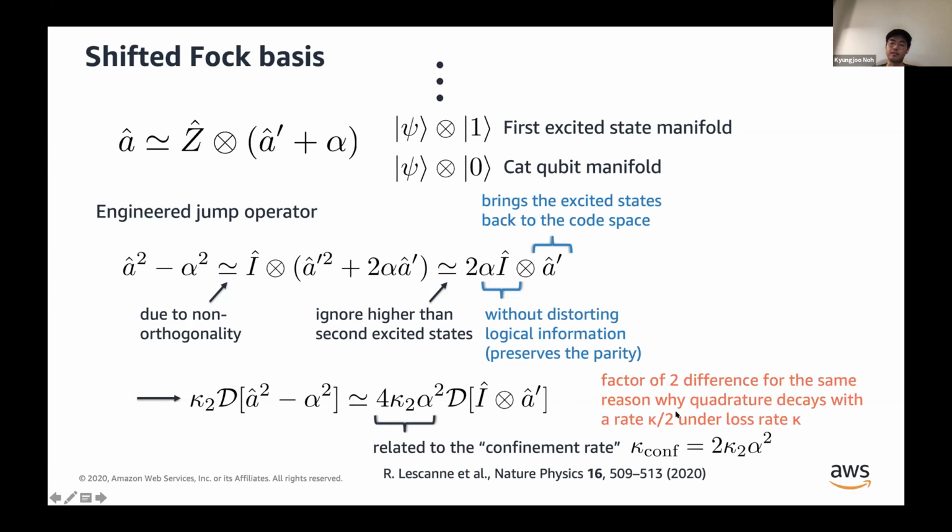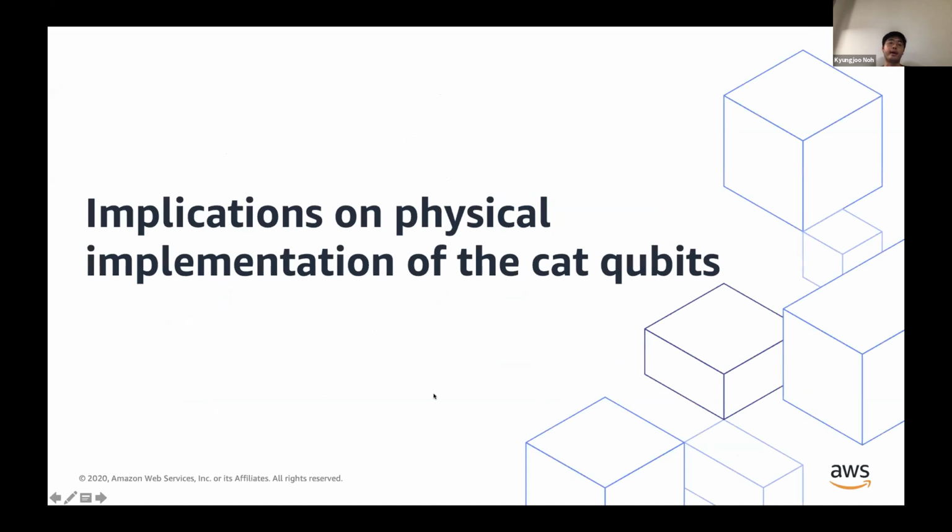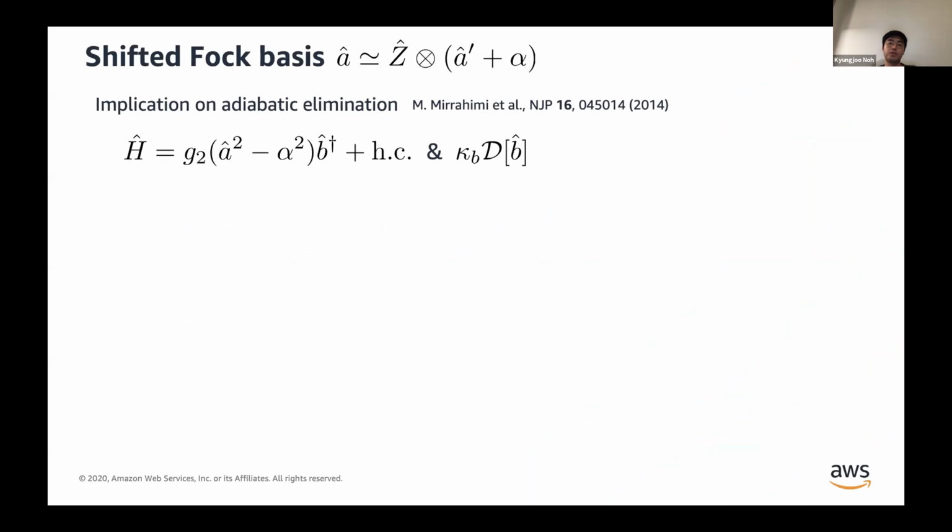And there is a subtle difference about this factor too, but I'm just gonna skip that discussion. But those are perfectly consistent with each other. So with that, I'm gonna show a couple more applications of this shifted Fock basis in terms of how it affects our parameter design for the hardware.